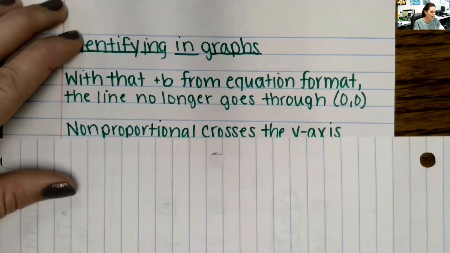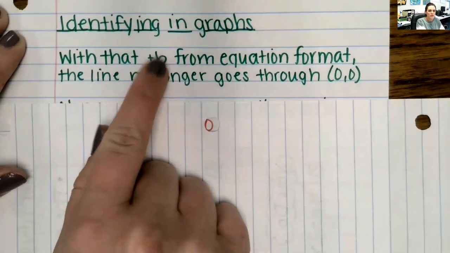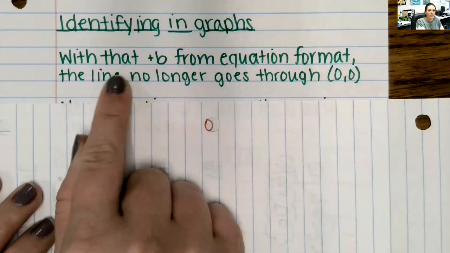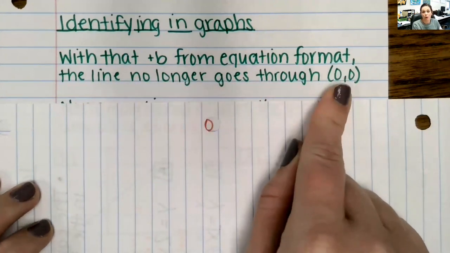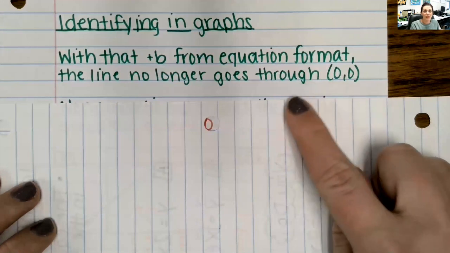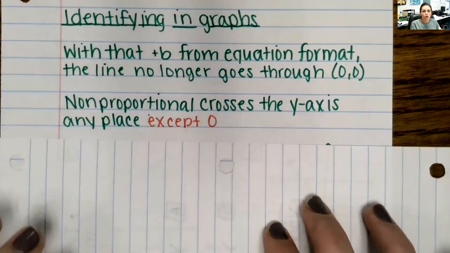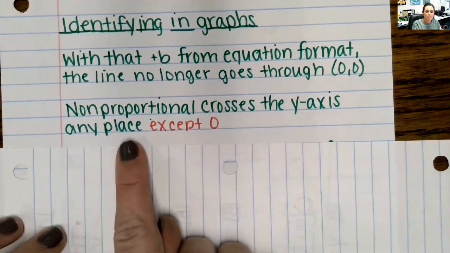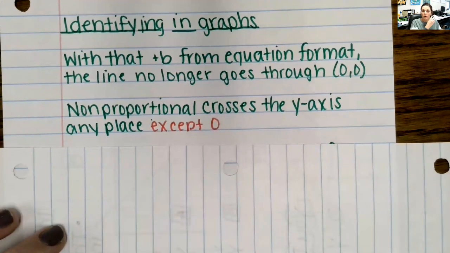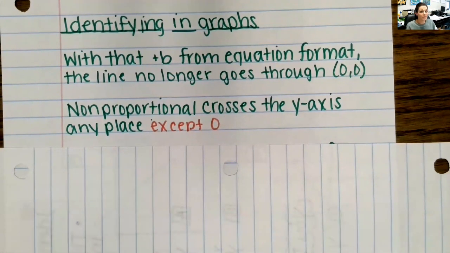All right, and so with graphing, with that plus b in that equation format, that line no longer goes through 0, 0. When I plug in 0, I'm going to get a different value for y. So it no longer goes through 0, 0. Non-proportional crosses the y-axis any place except 0. So again, we're looking for that visual element of where it's crossing the axis, as long as it's not 0. Okay, so that's what we are going to be looking at with these. Okay, so I'll let you go ahead and write this.